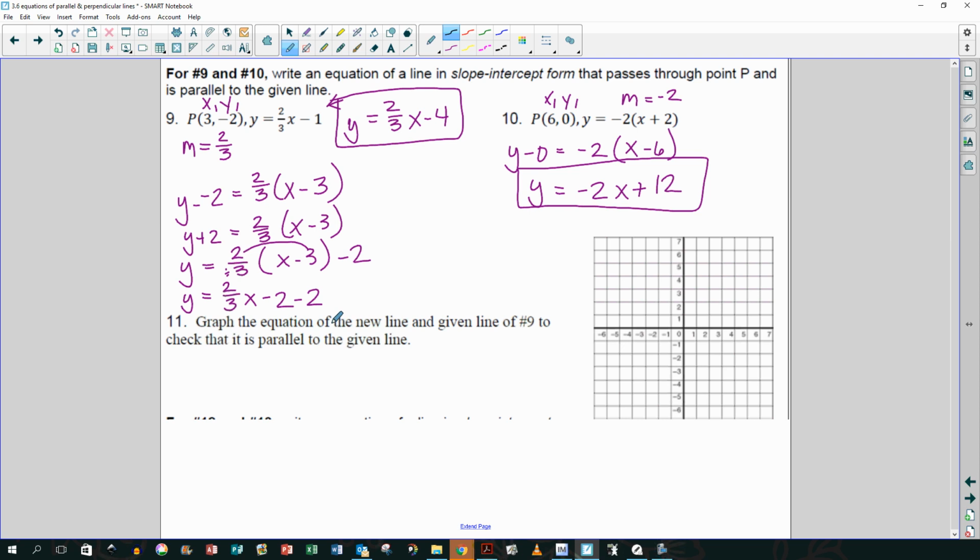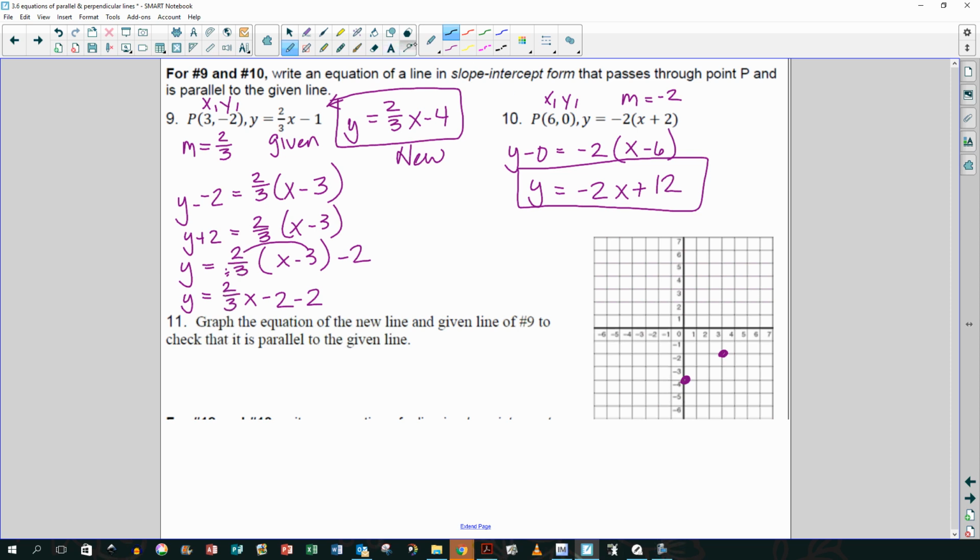All right, this says graph the equation of the new line and the given line of number 9 to check that it's parallel to the given line. So it wants me to graph both of these lines. So the new line was 2/3, so this is the new line, and this one was given. So -4 is my y-intercept, and my slope is 2 rise, 3 run: 1, 2, 3.